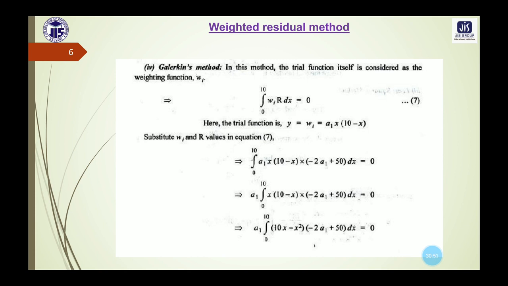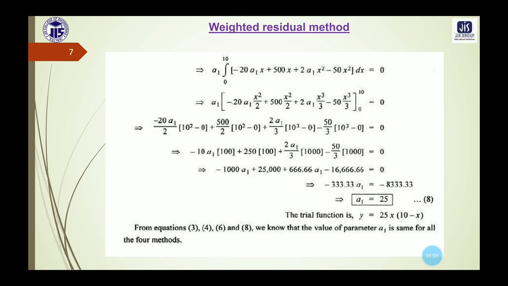If we put the value of w, which is the trial function, and the value of r in this Galerkin's method relation, then we need to do some calculation, first some multiplication, and after that we need to do the integration within the limit 0 to 10. If we do this part, then after several steps we will get the value of a1. This is coming as 25. So the trial function will be y equals to 25x into 10 minus x.